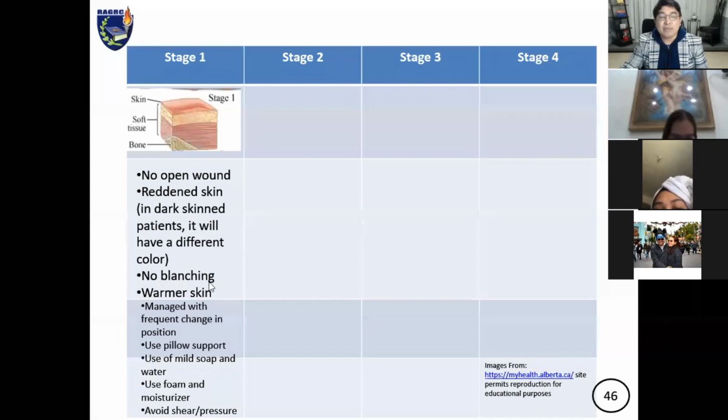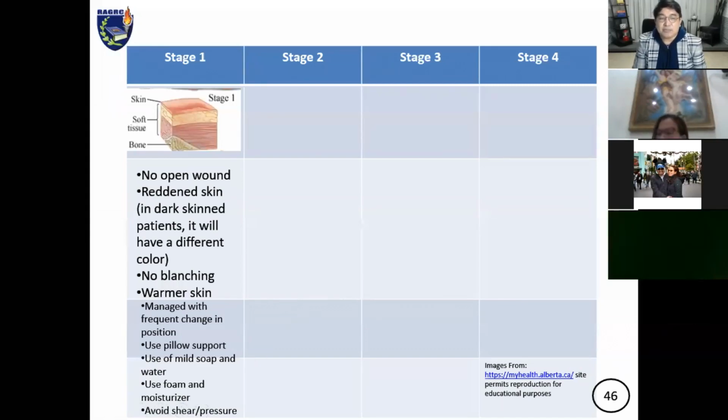So how will you manage it? Manage with frequent change in position every 1 to 2 hours. You may ask the patient to use pillow support, or we could use mild soap and water, and take note, use foam and moisturizer. The question is, is it all right to use moisturizer? Yes, because skin that's so dry could easily crack. And when the skin is cracked, that's the first line of defense, so infection could set in.